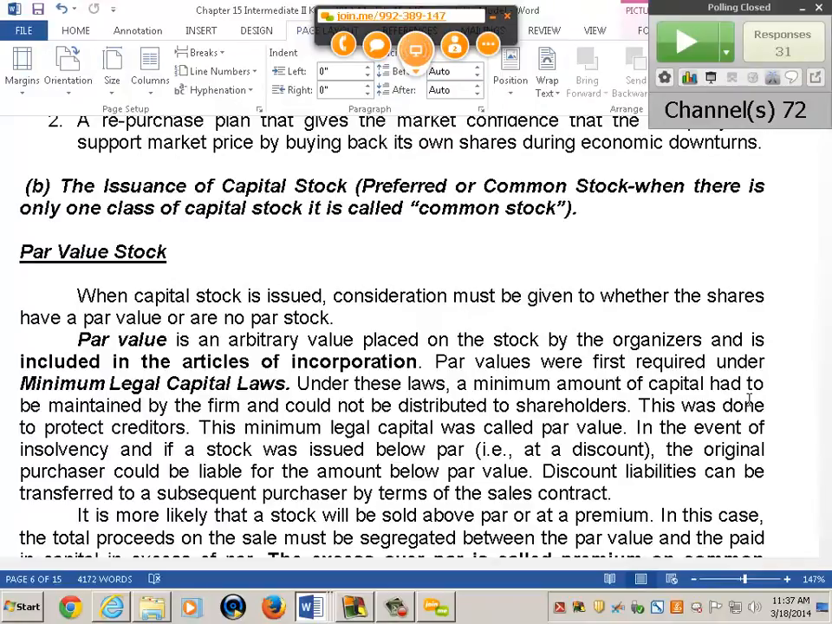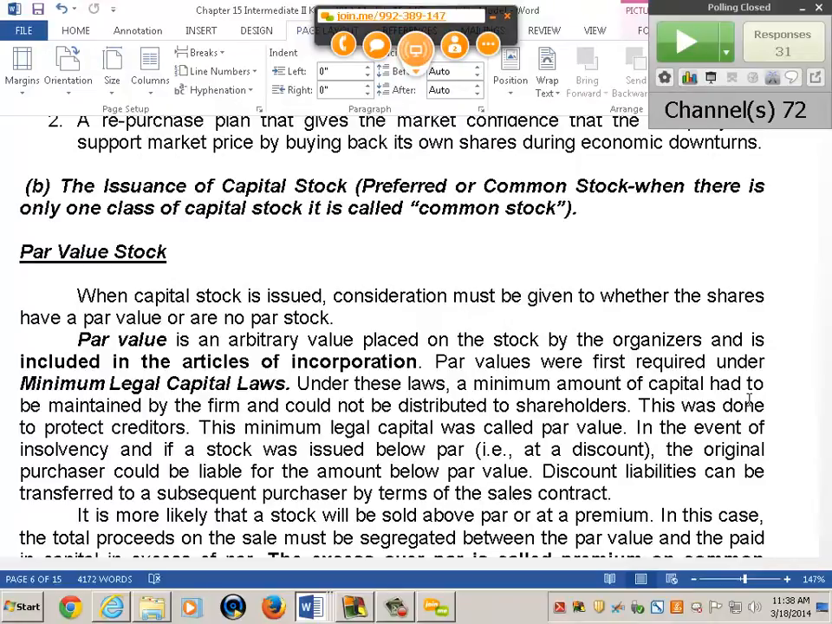Minimum legal capital laws are no longer effective because right now the courts will what they call pierce the corporate veil. You might have seen this in business law where, you know what, yeah, you're a corporation, but what you did was fraudulent, so we don't care if you're a corporation. Every stockholder is liable. So you don't need par values anymore.